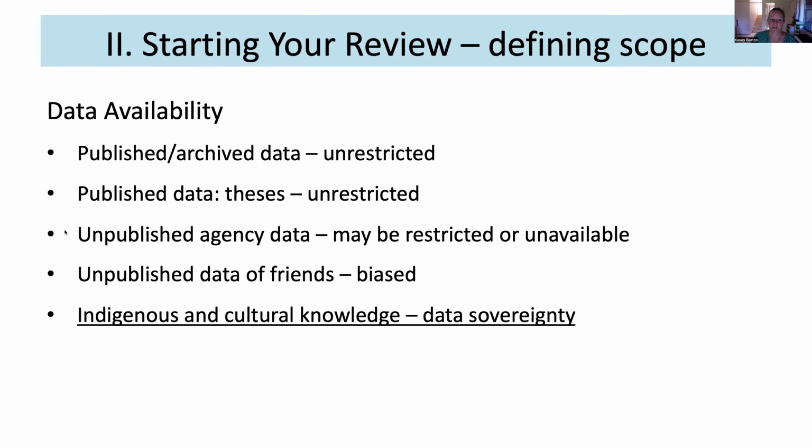If you're thinking of including unpublished data, that may be especially relevant for some questions about, say, management-related topics or conservation. Agencies may have a ton of data. Whether or not you can access that is something that's beyond the scope of what we can say. Maybe it's available, maybe it's not. You should not be getting unpublished data of your friends because that's biased, right?